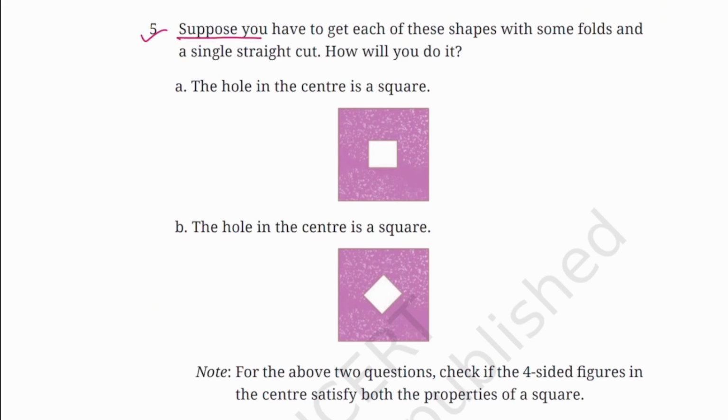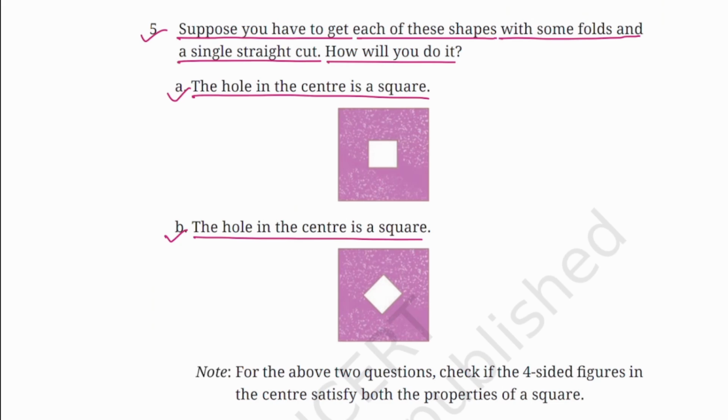5. Suppose you have to get each of these shapes with some folds and a single straight cut. How will you do it? A. The hole in the center is a square. B. The hole in the center is a square. You can see a square hole here and a rotated square hole here. Note, for the above two questions, check if the four-sided figures in the center satisfy both the properties of a square.